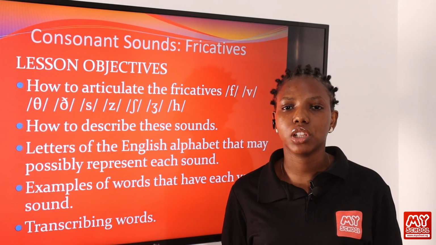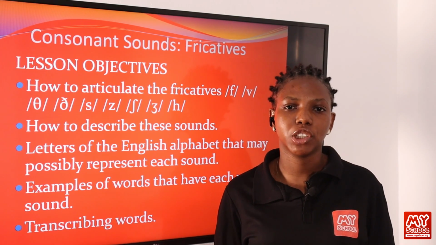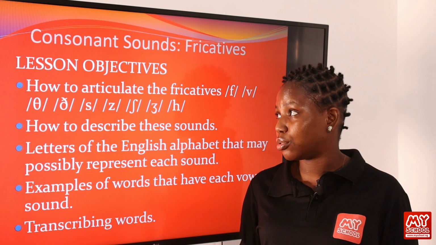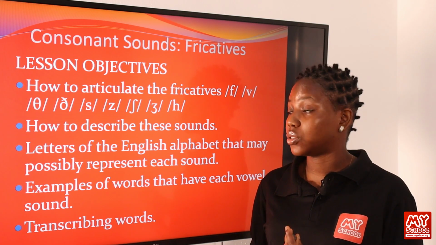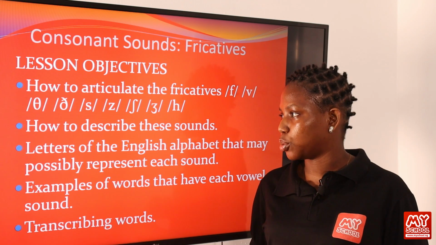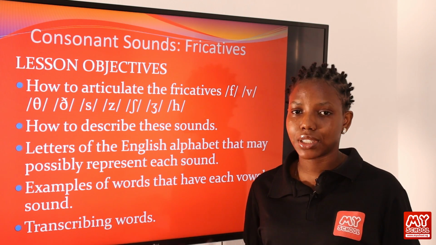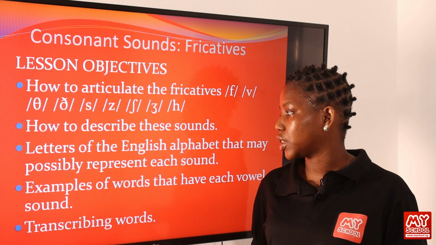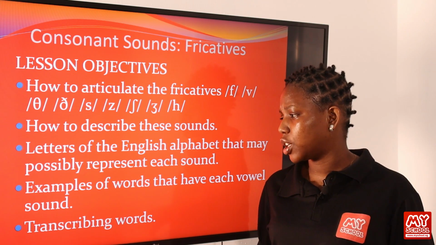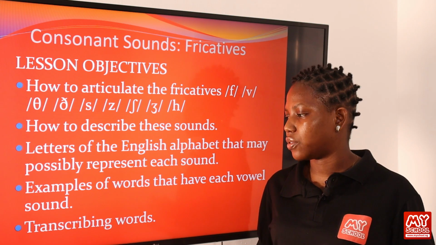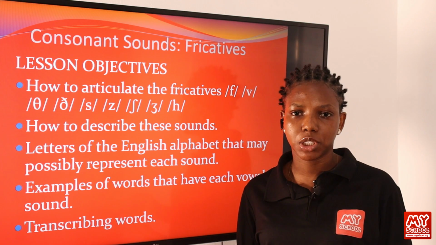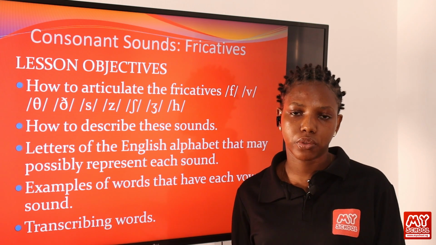Do not forget, today's topic is consonant sounds: fricatives. I have outlined today's objectives so that you can monitor the progress of today's lesson. We'll start with how to articulate the fricatives, and these are the fricatives. Then next we'll move to how to transcribe the sounds. Then the letters of the English alphabet that may possibly represent each sound. Then we'll take a look at examples of words that have each sound, and we'll be transcribing words. All of this we'll be doing at the same time as we consider each of the sounds.